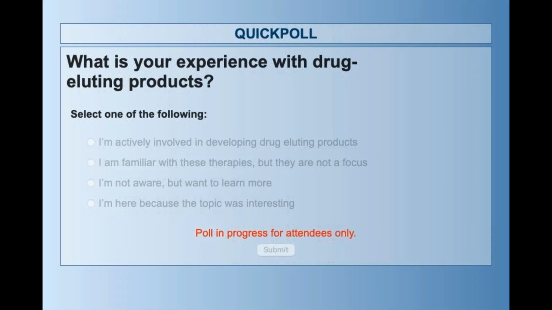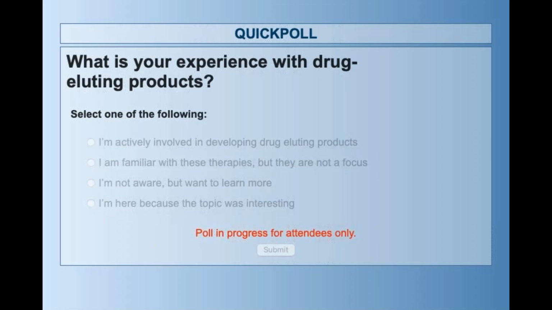You respond by simply clicking on the screen to select the option that best represents your view or opinion on the question. This first one asks, what is your experience with drug-eluting products? Either you're actively involved in developing drug-eluting products, you're familiar with these therapies but they're not a focus, you're not aware but want to learn more, or you're just here because it sounded like an interesting topic.